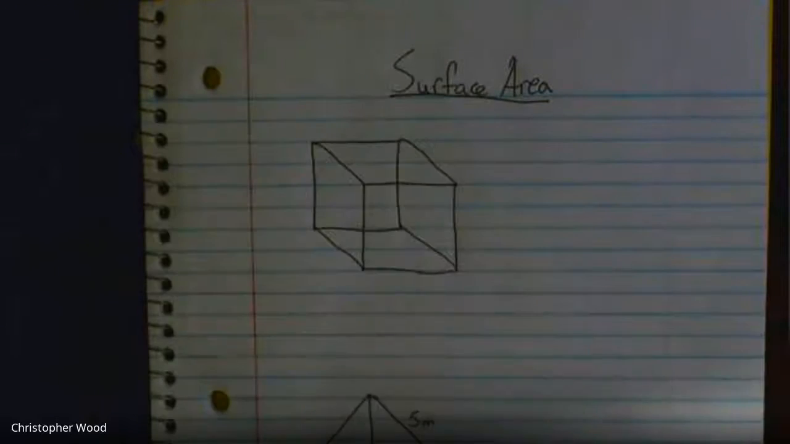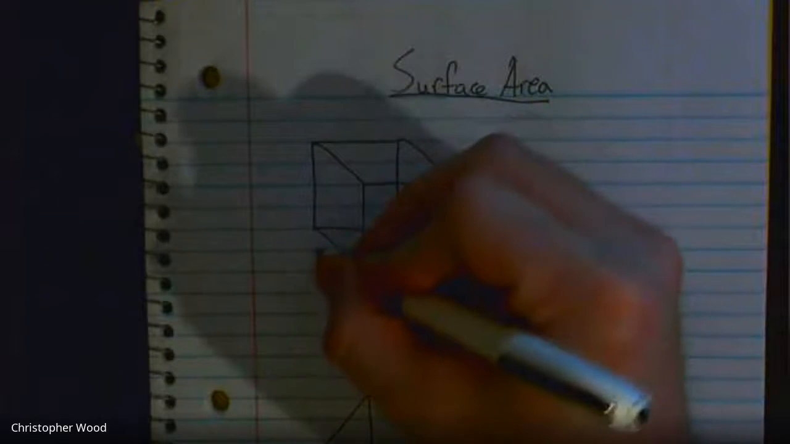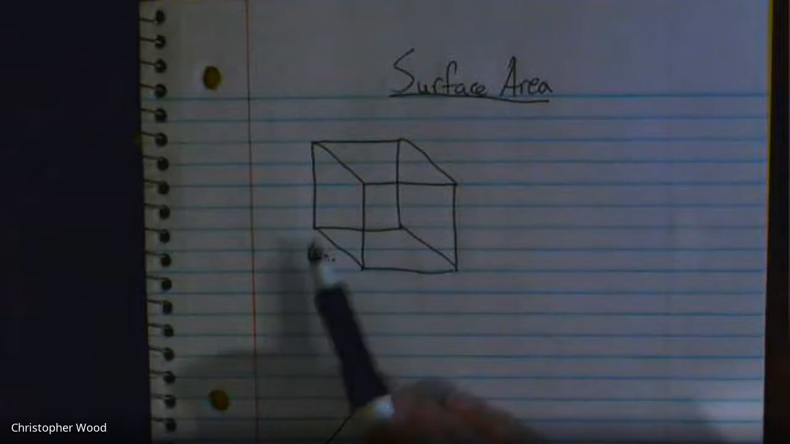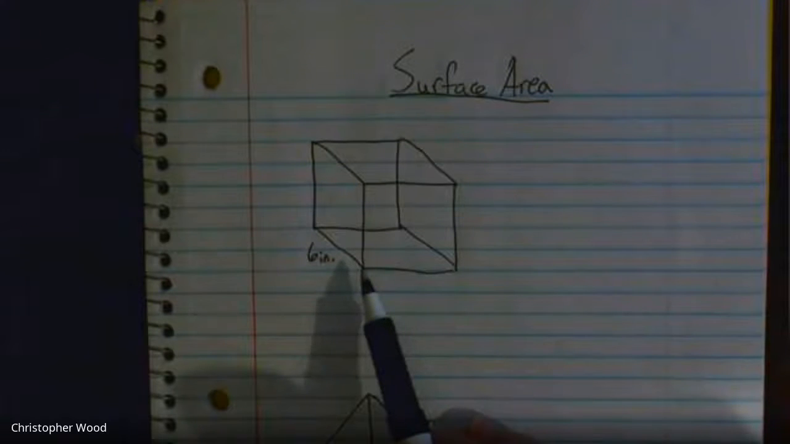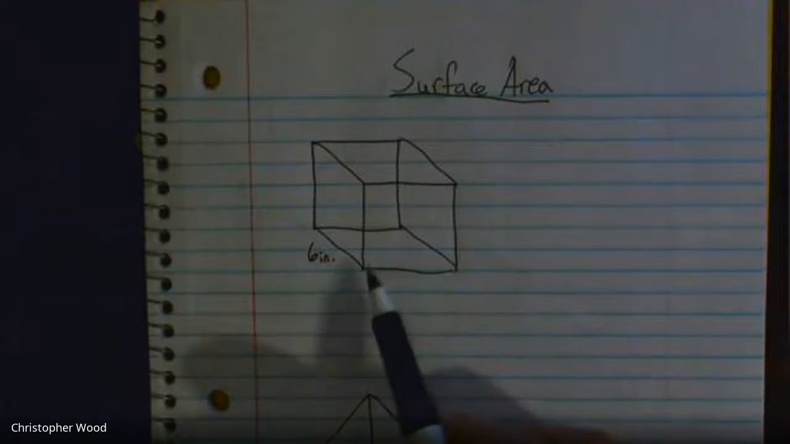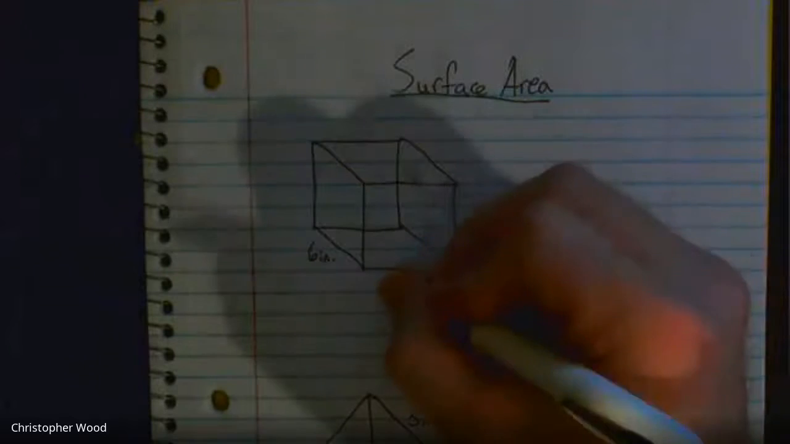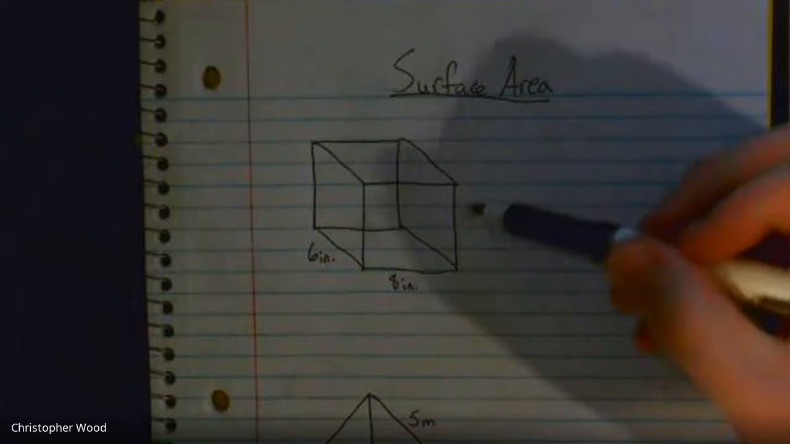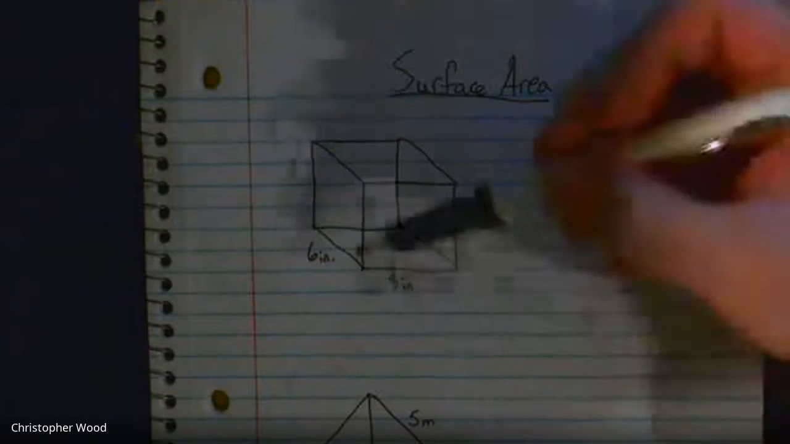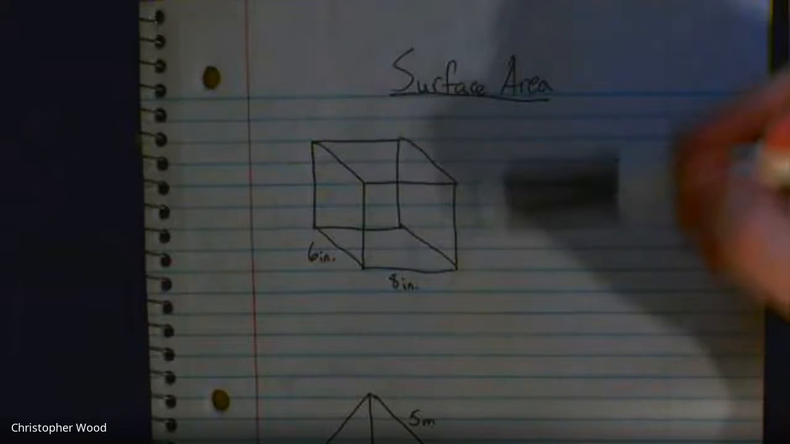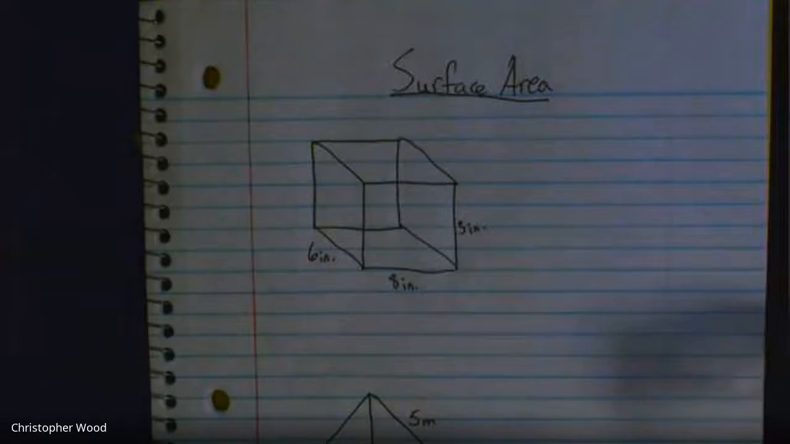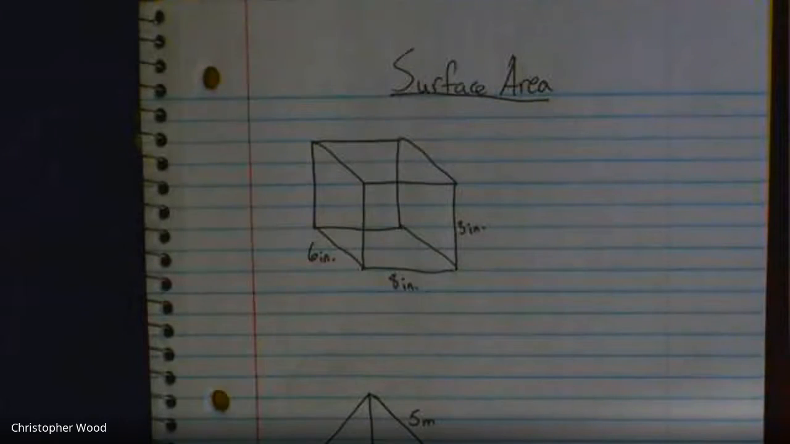If you know some of the measurements here, so let's say I've got 6 inches that's going from the back to the front of the prism here. If I've got from the side to side on the front here, we'll call that 8 inches. And then the height here. So the width, the length, and then the height here is going to be 3 inches. Not necessarily to scale, but that's okay. A couple different colors here.